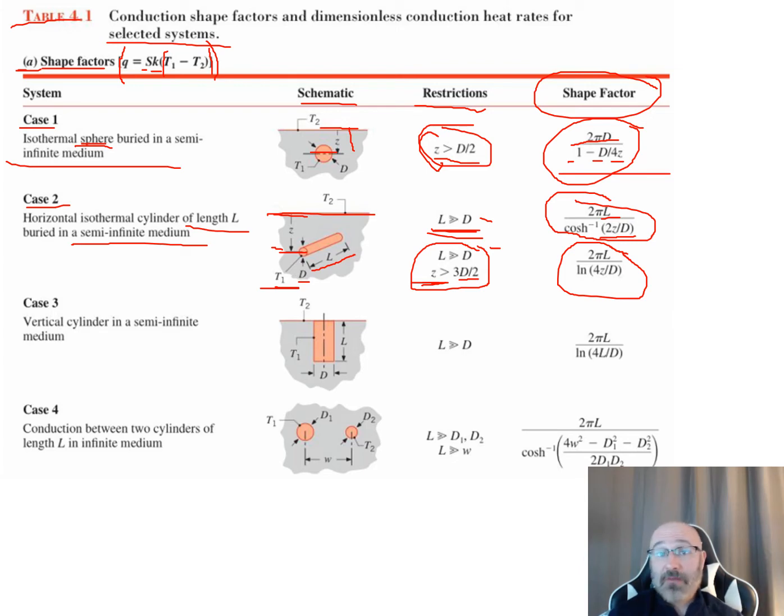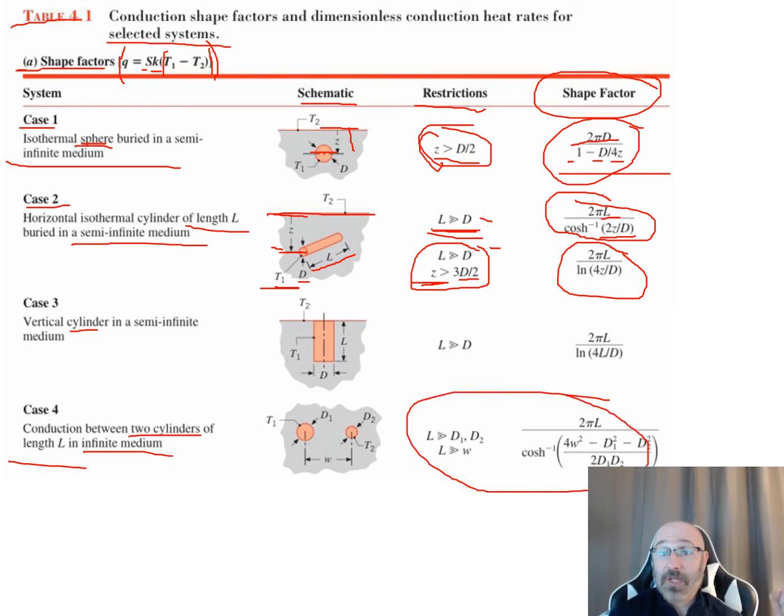So this continues on for several different cases. We can see it for a vertical cylinder in a semi-infinite medium. We can see it for conduction between two cylinders. So this is a case where we have two different cylinders buried of length L in an infinite medium. So then we have this case and a slightly more complicated shape factor. And then we continue on.